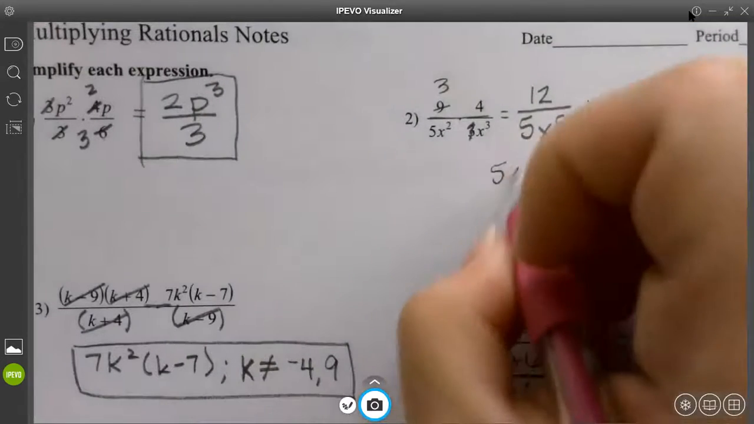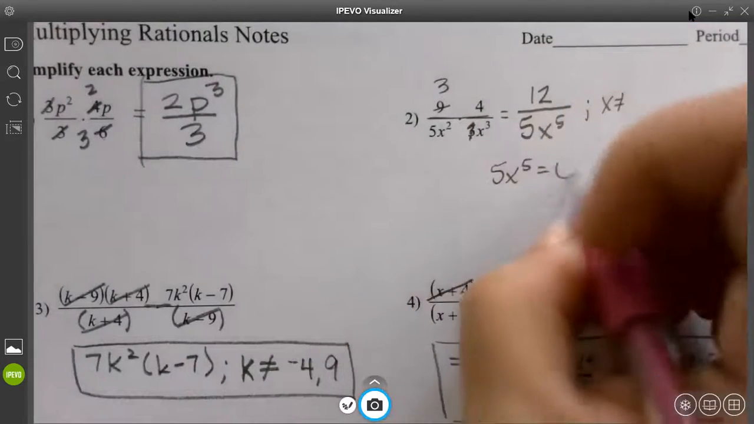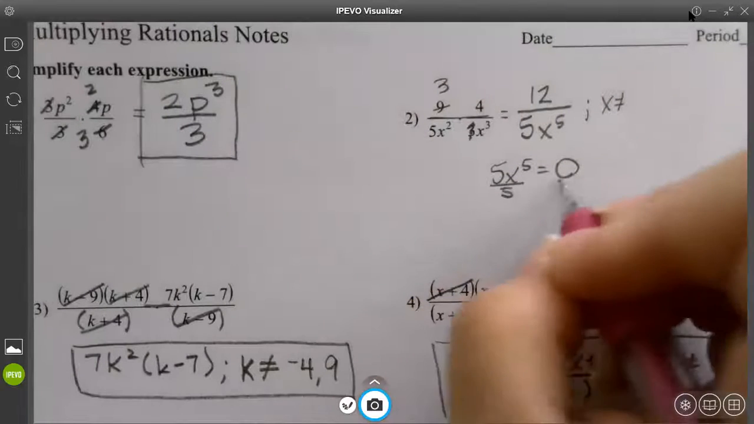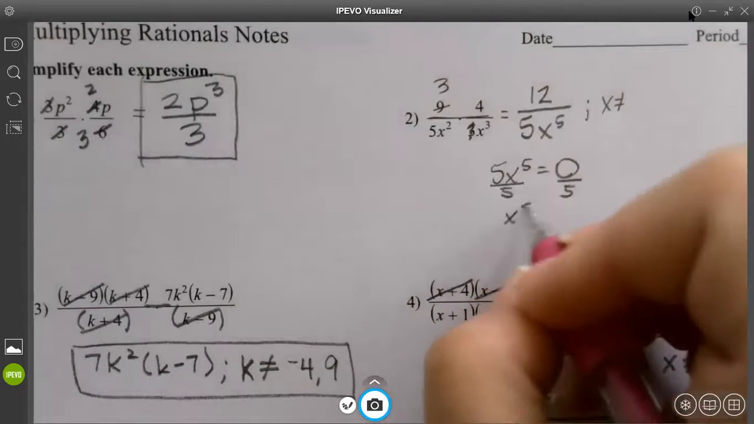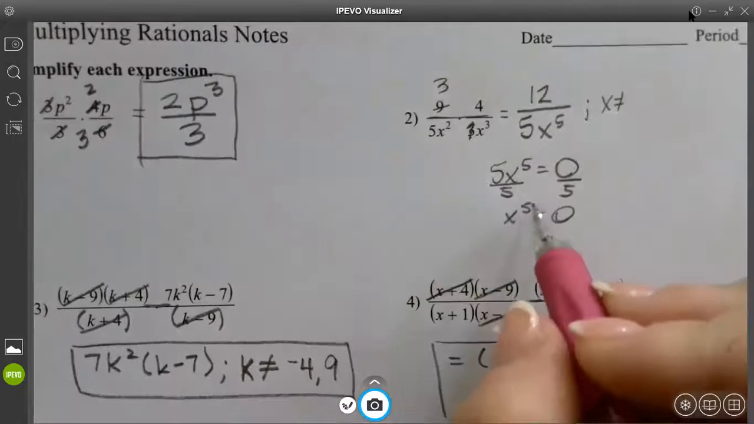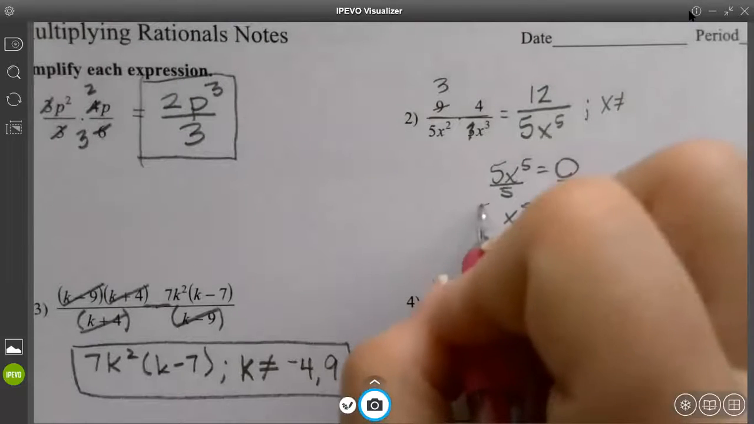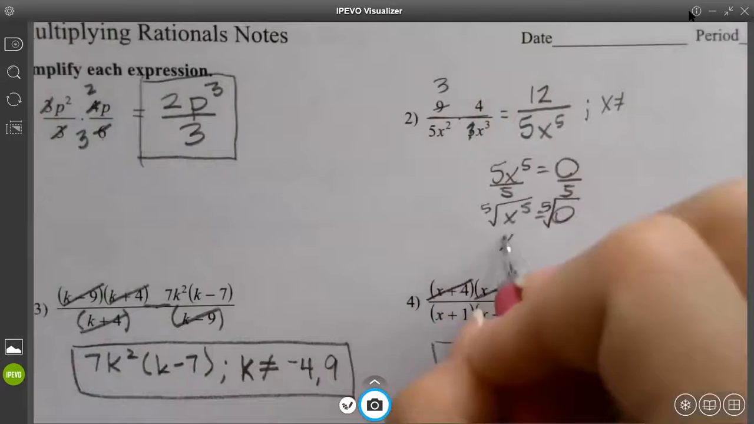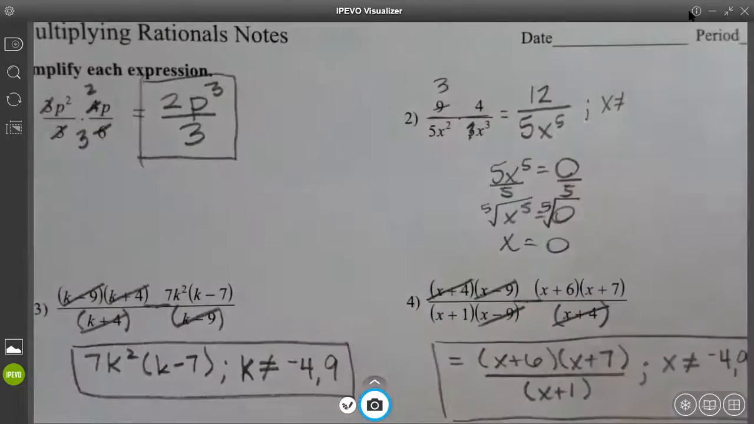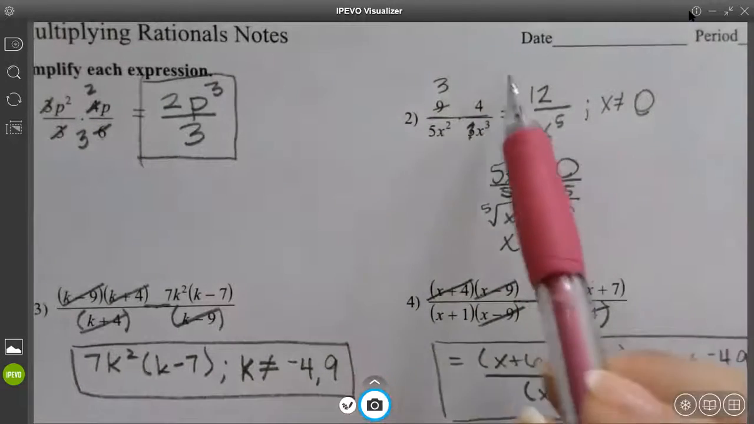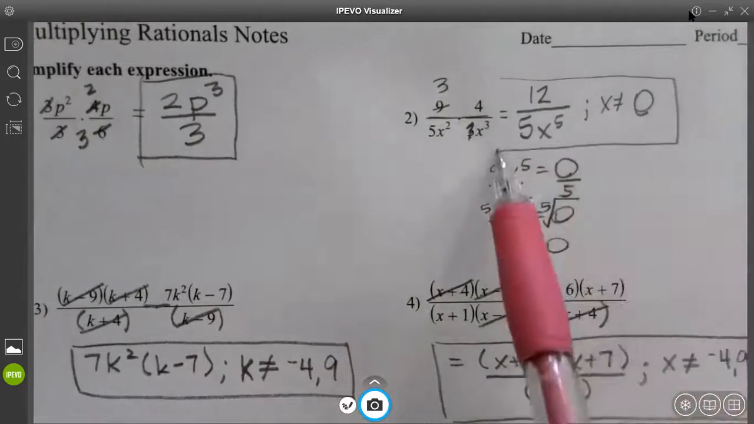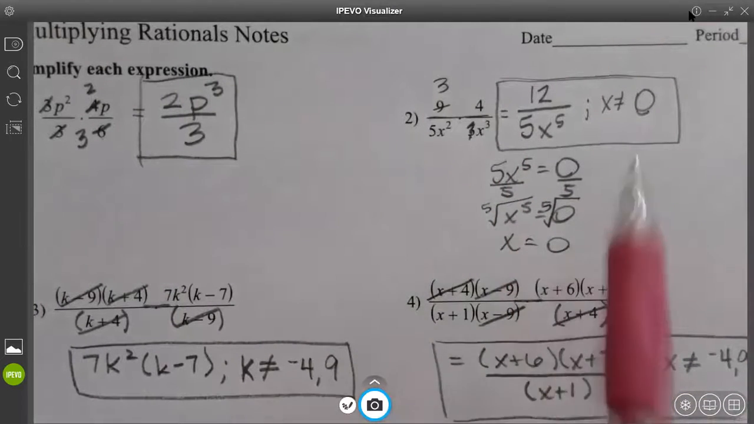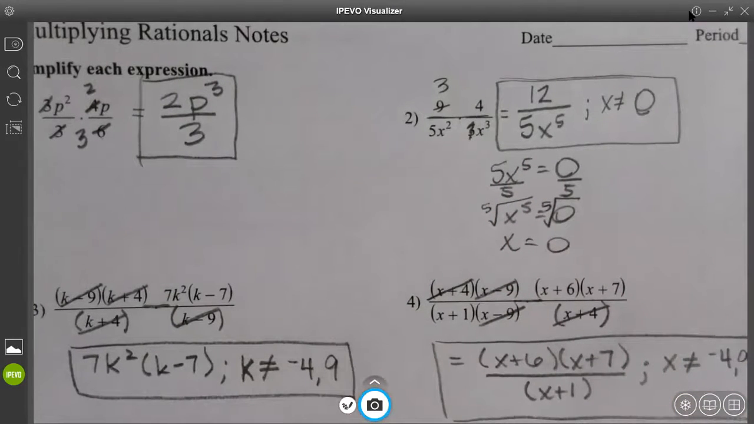So if you set it up, and I'm just going to show you how to solve this just in case you get something like this. We're going to divide by 5 so that we can get x to the 5th equals 0. To get rid of this power, you do the 5th root. And it's not going to matter because it is 0. So x cannot equal 0. But I just wanted to show you how to solve an equation like that, just to remind you.